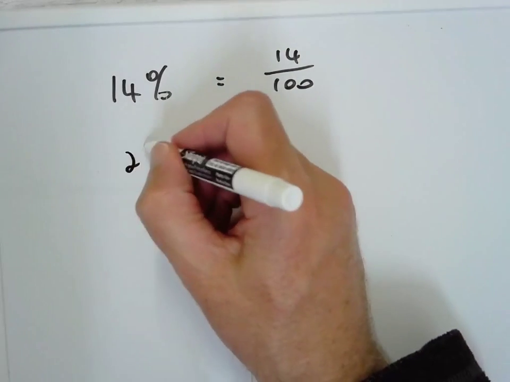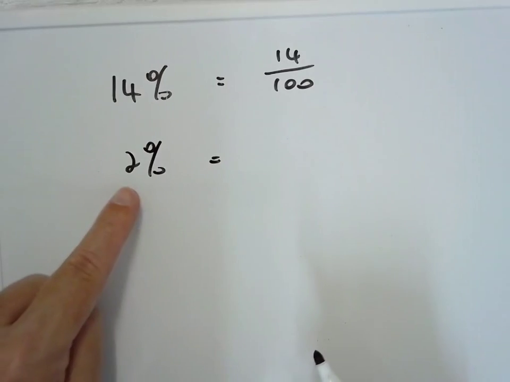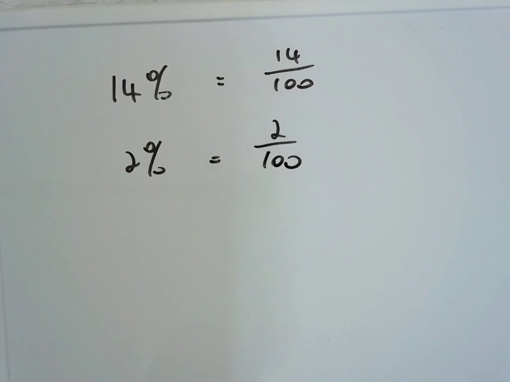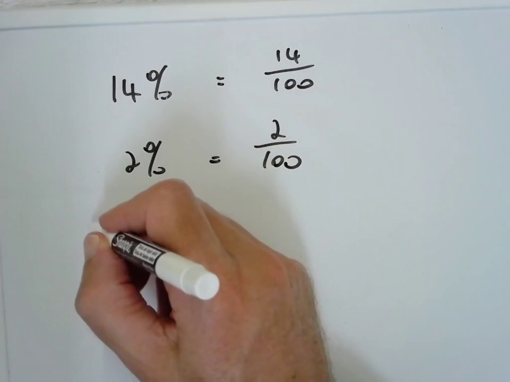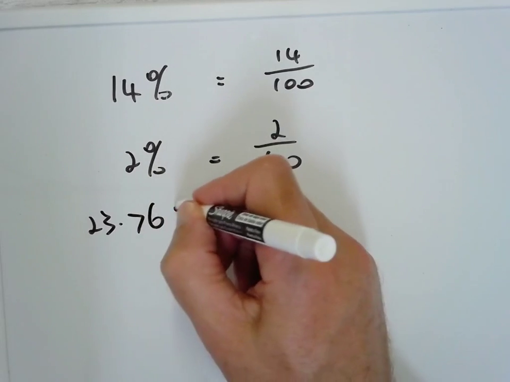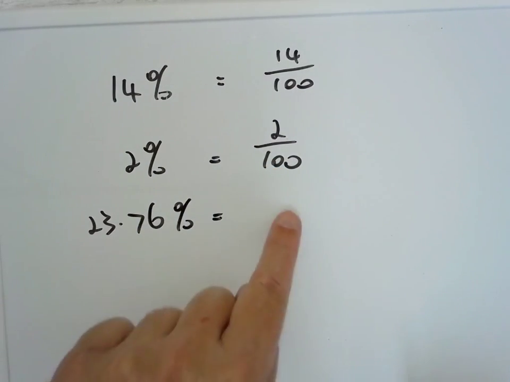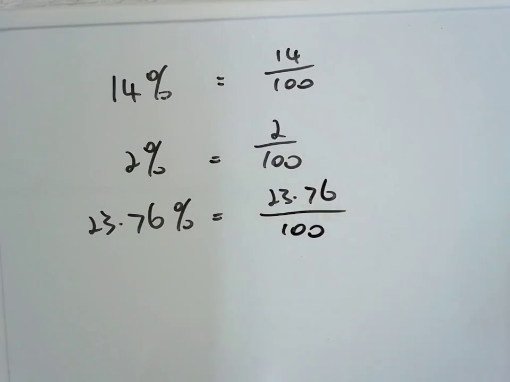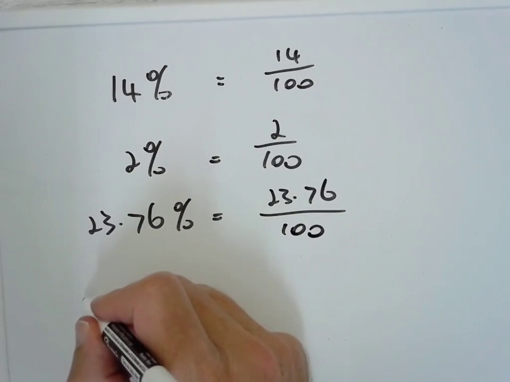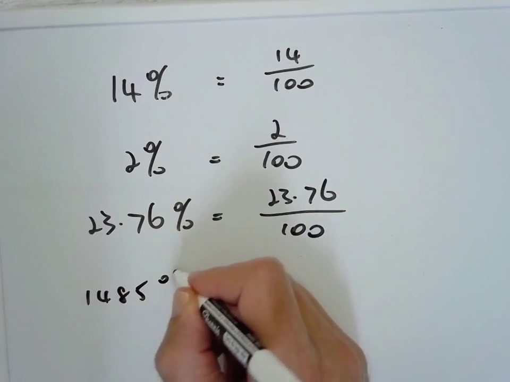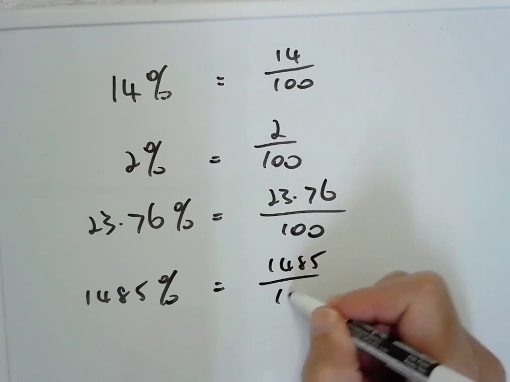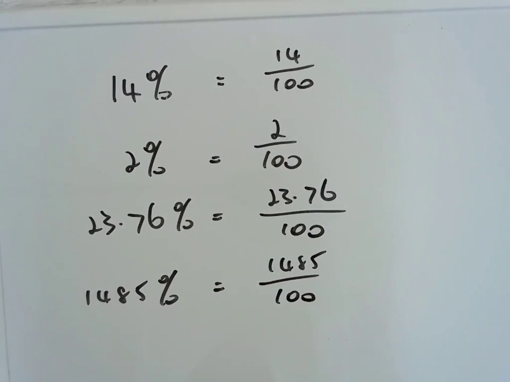What if it was something like 2%? 2%, we're going to get that 2 and just put it over 100. Doesn't matter what I say here, it could be a decimal. How about 23.76%? All we're going to do is change it to a fraction, put that exact number over 100. What if the number's really big? 1,485%. Don't care. See that number? On 100. That's it. That's all you need to do. Convert into a fraction, just put it over 100.